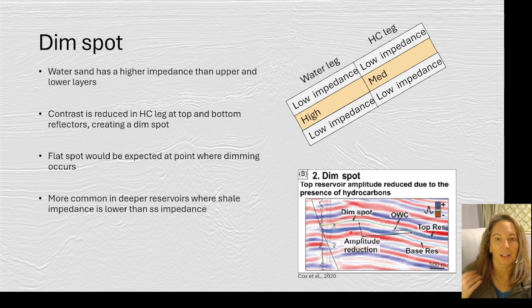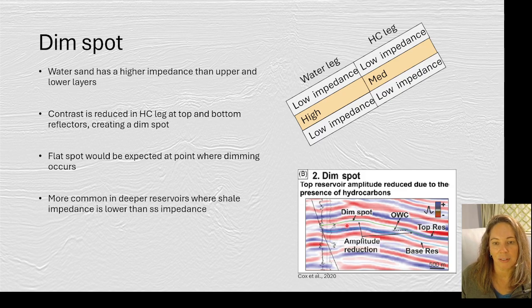Dim spot is, again, like I mentioned, where we have a higher reflection coefficient between the shale and the water leg than we do between the shale and the gas. In this case, we've got an oil-water contact, which is very difficult to see. It's very subtle, but the reservoir is thick enough that you could see that fluid contact between the top and the base.